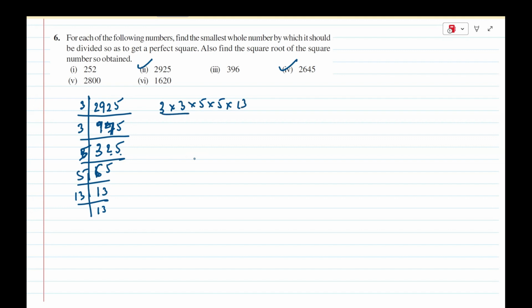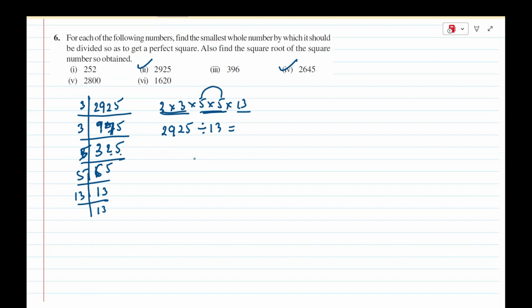I have a pair for this, I have a pair for this, but I didn't have a pair for this. So if I divide this number by 13, 13 will get removed, correct? So what will happen? I will get a perfect square, right? So if I divide 2925 by 13, the number is a perfect square. That extra thing I need to remove. So after dividing by 13, what I'll get? I'll get only this much number.